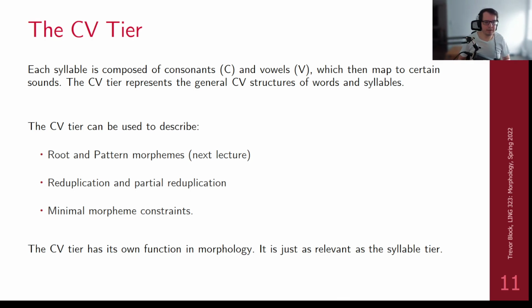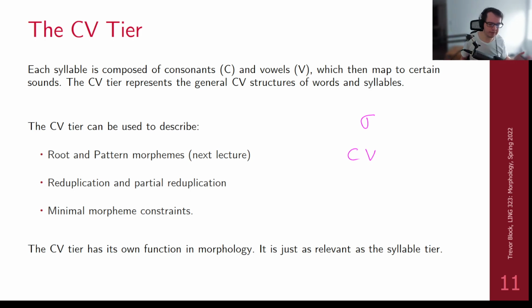So the CV tier can be used for its own explanations. It can tell us about root and patterns, which we'll see in the presentation this week, the final class. It can account for reduplication and also tells us how small words can be. So we think in phonology usually of the syllable as being this really powerful tool that can explain a lot of things. A lot of processes happen to the syllables. And it's true with the CV tier.